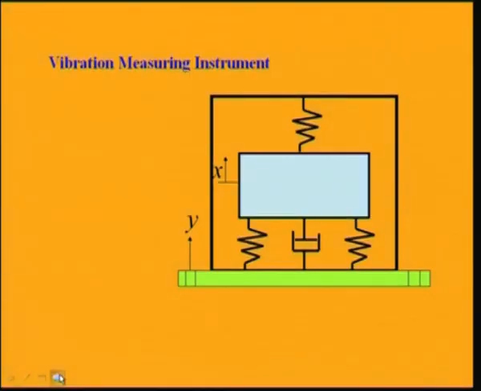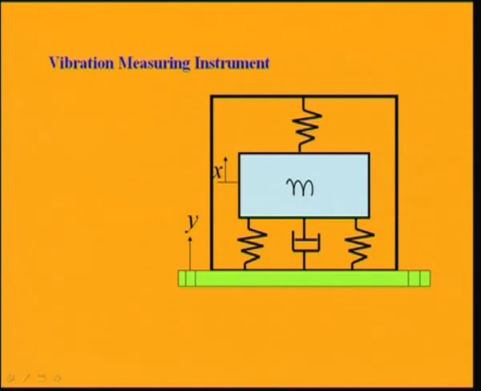I will show you the vibration measuring instrument. The basic principle of this vibration measuring instrument is that this is a small mass, or seismic mass, which is put inside a box. This box is attached to the support which is vibrating. Let the support vibrate with y.